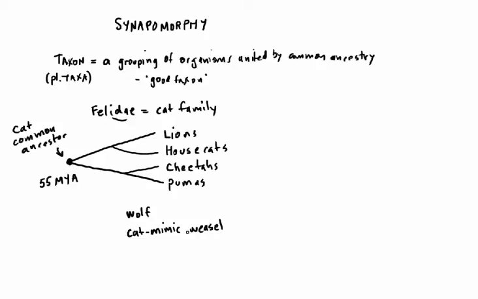And the reason for this is that this animal, wolf or the cat mimic weasel, is not part of that network of animals, the Felidae, that all trace their ancestry back to this common ancestor. The wolf and the cat-like weasel would each have its own family tracing backwards through their own ancestral histories, but neither of those ancestral histories was going to include this animal right here, and therefore they don't belong in the cat family.